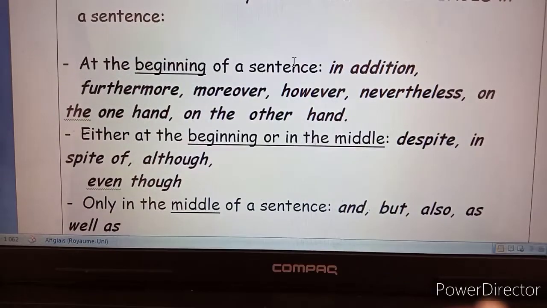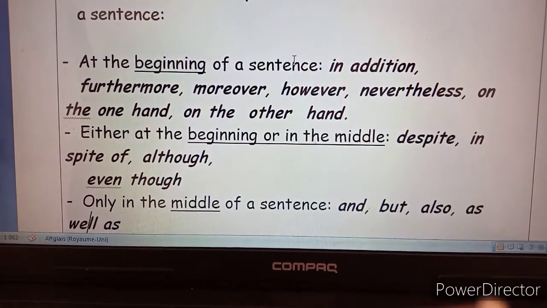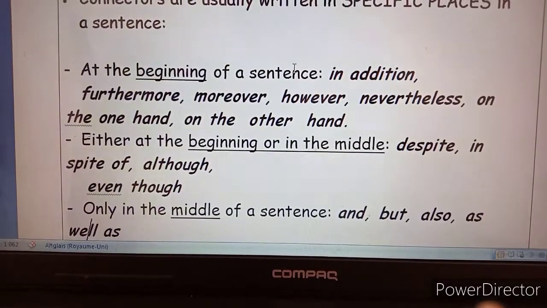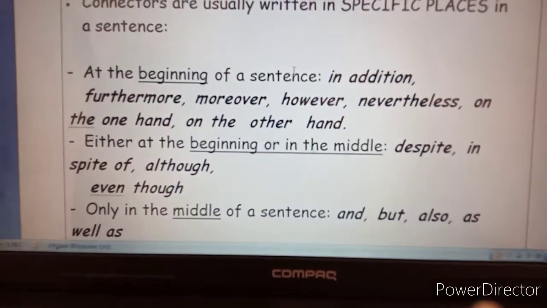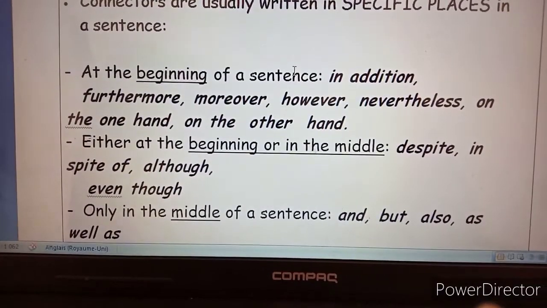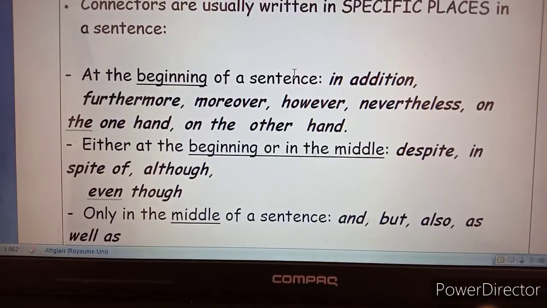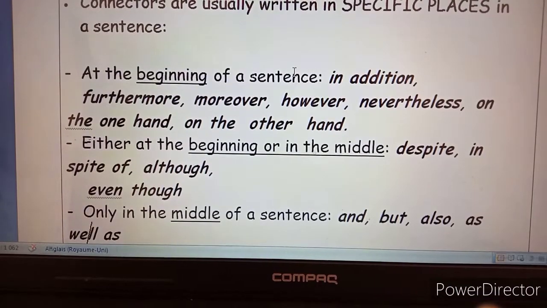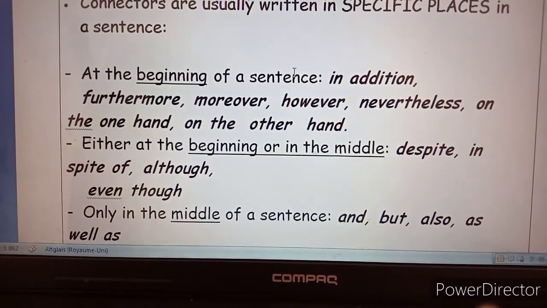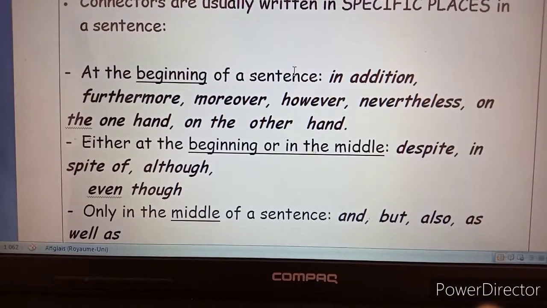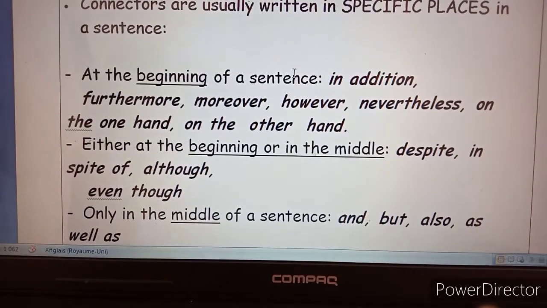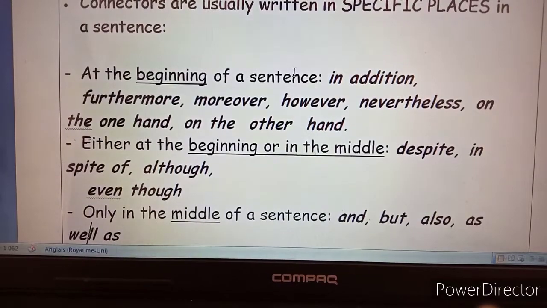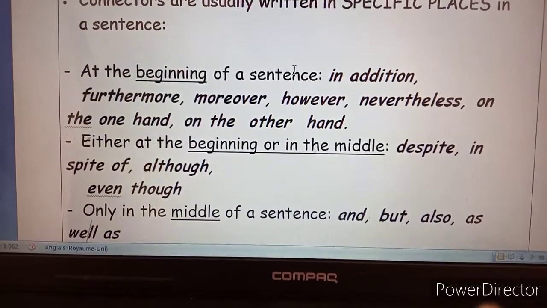Now let's see the connectors that we can find in the middle and the beginning of the sentence. At the beginning or in the middle of the sentence we can find despite, in spite of, although, even though. So these connectors can be at the beginning or in the middle. Clear? And we will see now the connectors that we can find in the middle of the sentence.